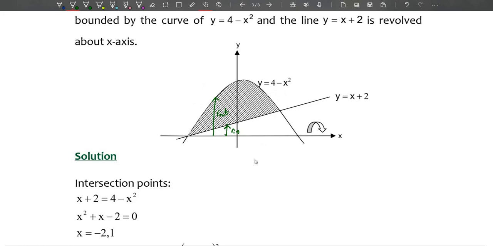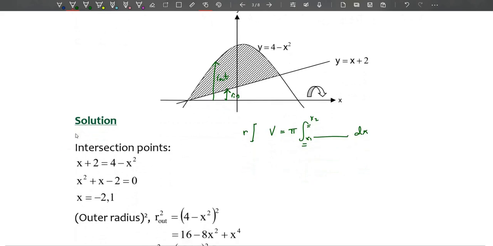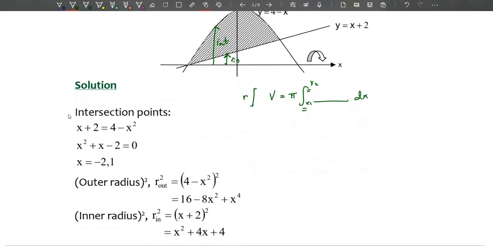Since this radius is vertical, automatically you know that we will integrate with respect to x. So we need to find the values of x1 and x2. Therefore, we determine the intersection points. x plus 2 equals 4 minus x squared, and hence the intersection points are negative 2 and 1. So here is negative 2 and this is 1.